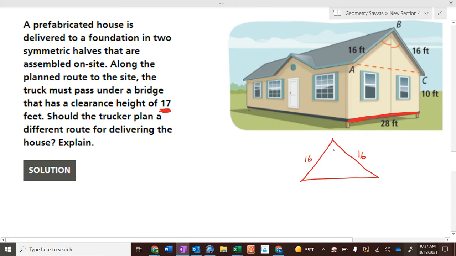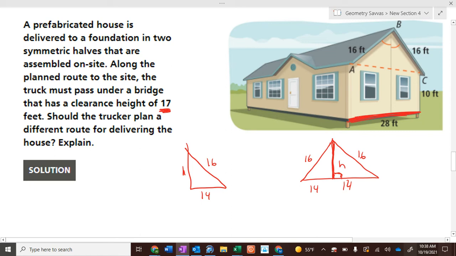So this is 16. We need to figure out the height of the triangle. Now the base is 28, which means it's 14 and 14 here, okay? Now, since we have a perpendicular bisector going on, it made two right triangles. Now, in a right triangle, if you know two sides of the right triangle, how do you find the third side? This Greek guy came up with a thing.